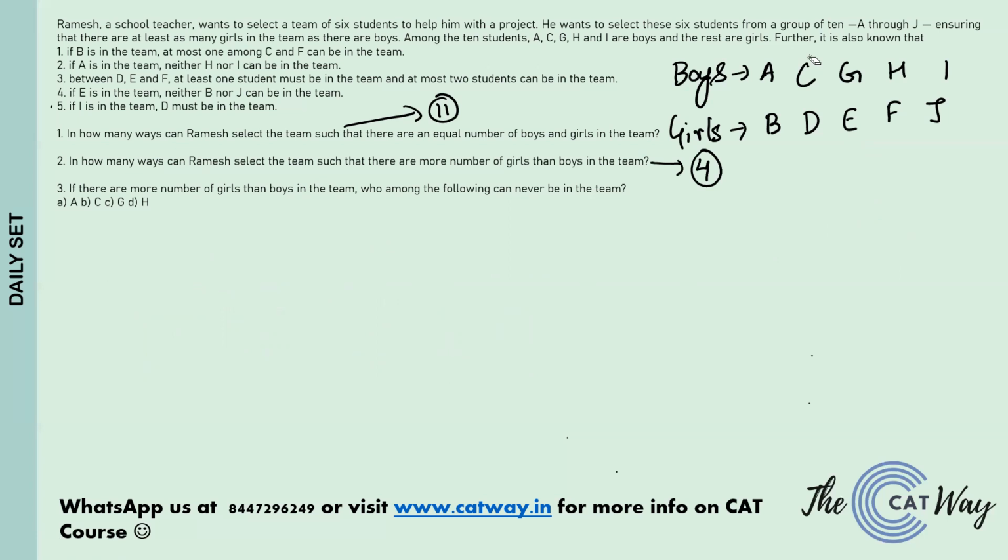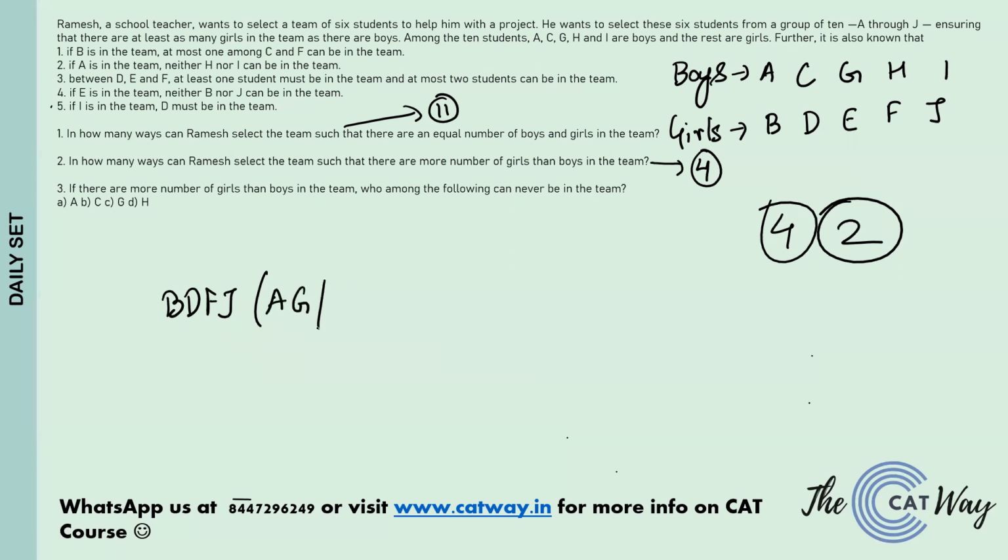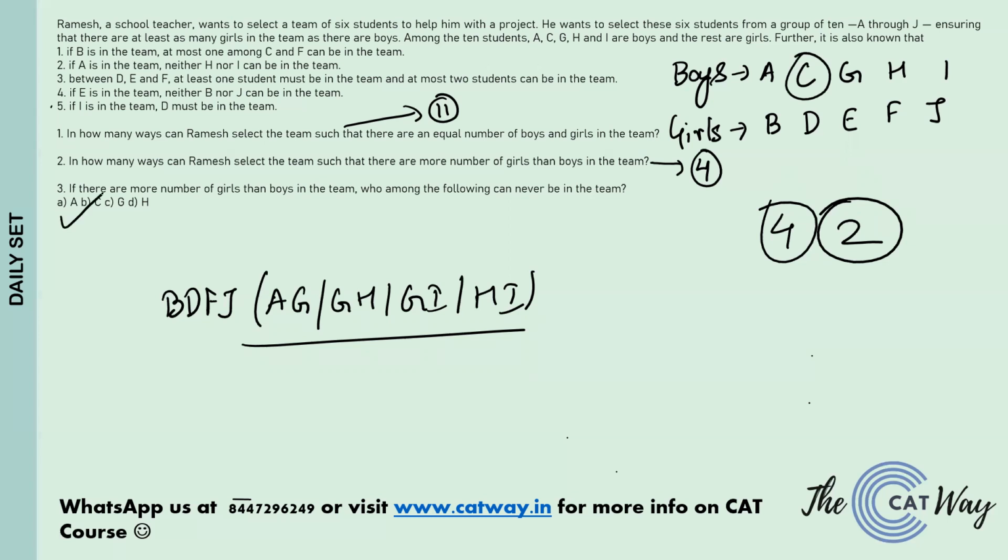The third question says that if there are more number of girls than boys in the team, who among the following can never be in the team? Now, more girls than boys, there is only one possible case. We already had those cases: B, D, F, and J, and the possible boys were AG, GH, GI, and HI. Now, which boy is never a part of the team? C. That means the correct answer for this question is going to be option B, C.